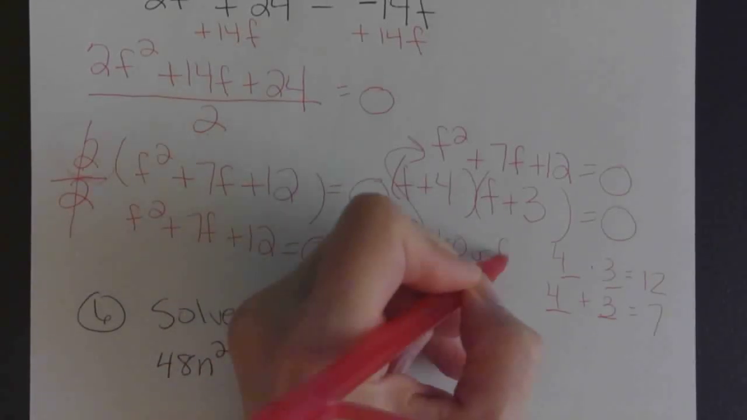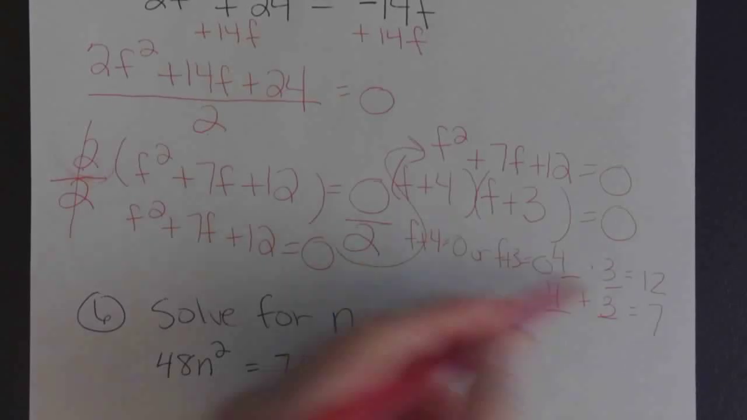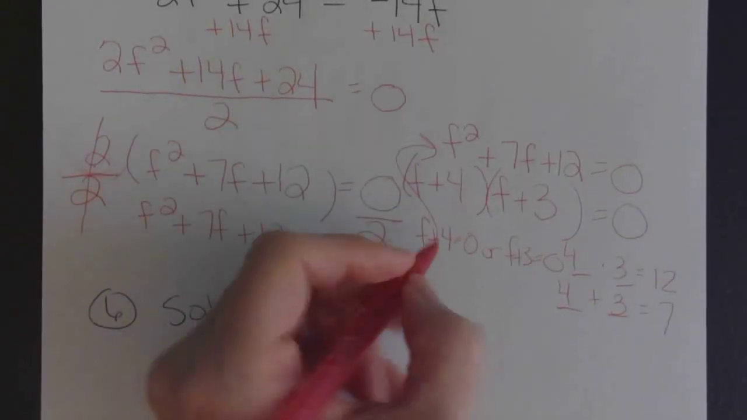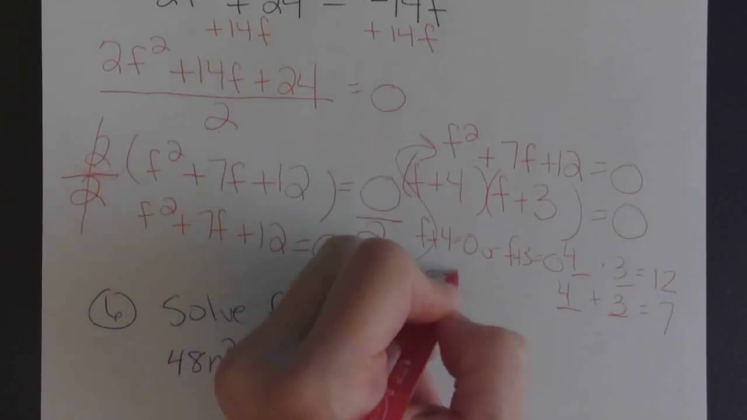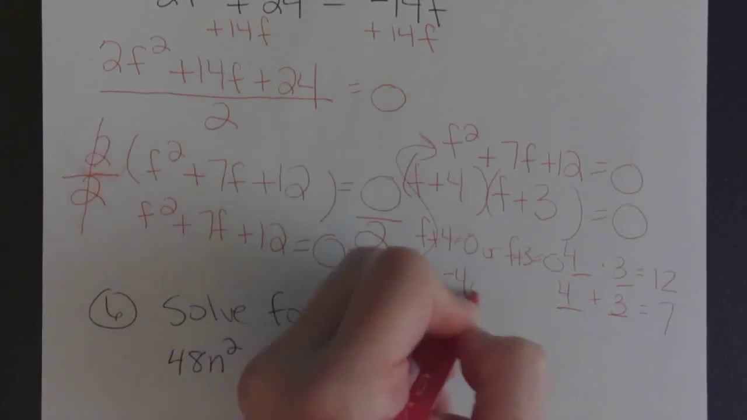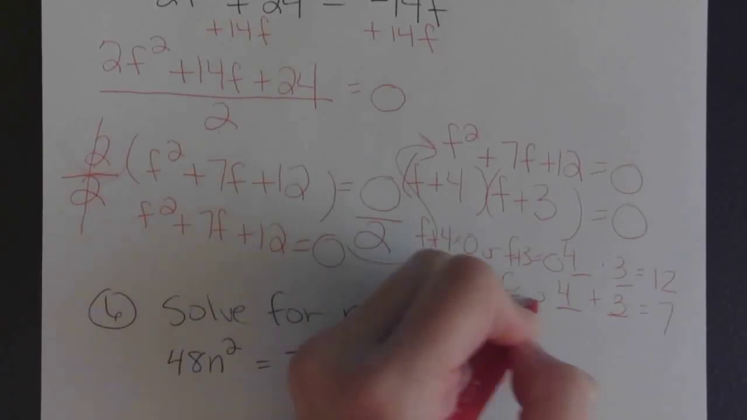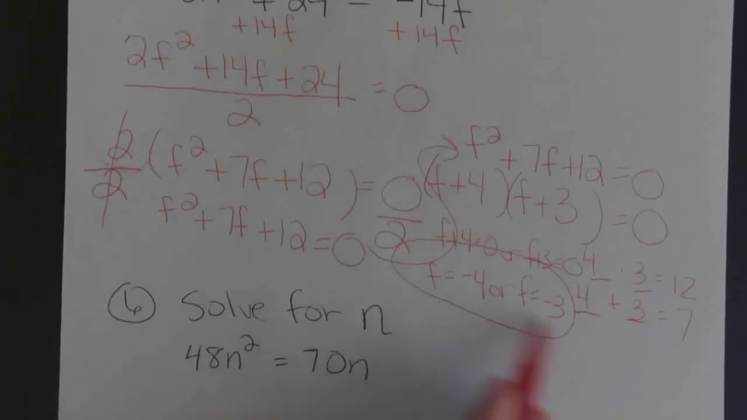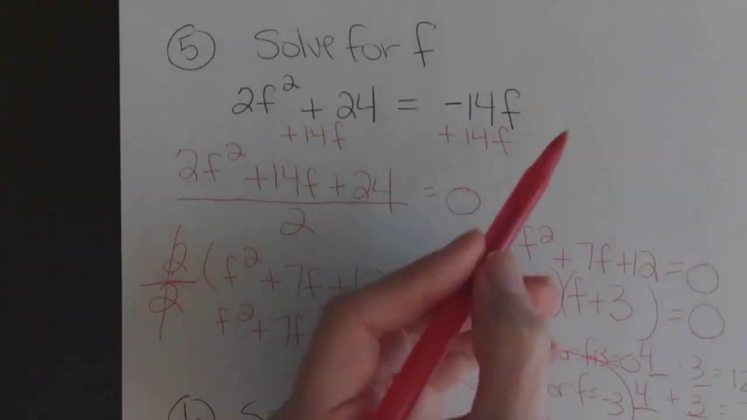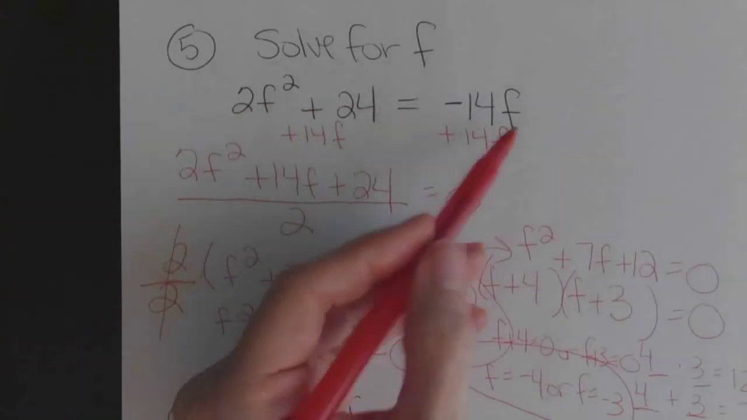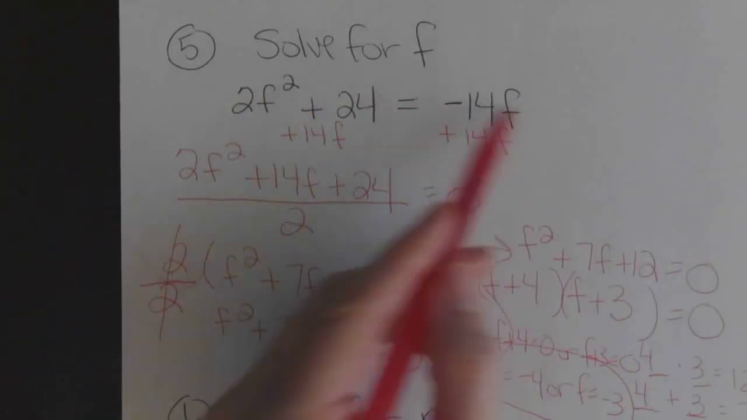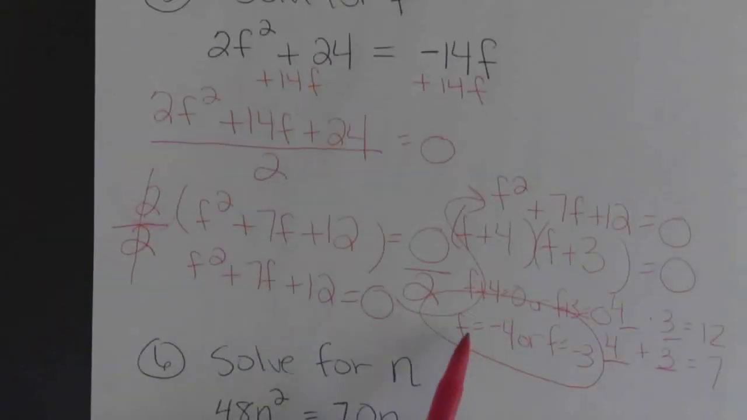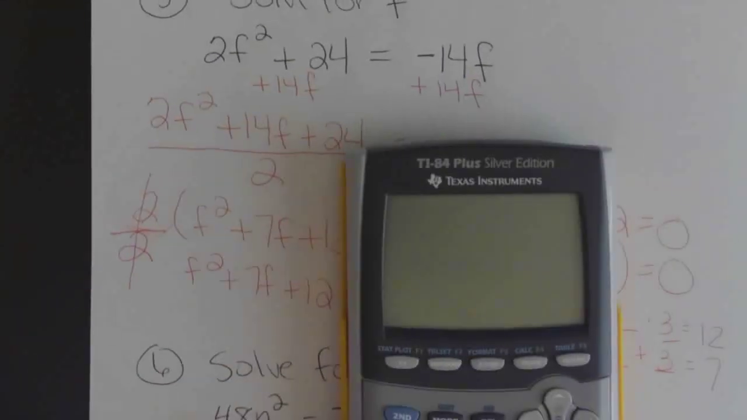And now, zero product property says you set them both to 0. So f plus 4 equals 0 or f plus 3 equals 0. Sorry, I'm squishing this in. So my two answers are going to be f equals -4 when I move the 4 over, or f equals -3. Ta-da!